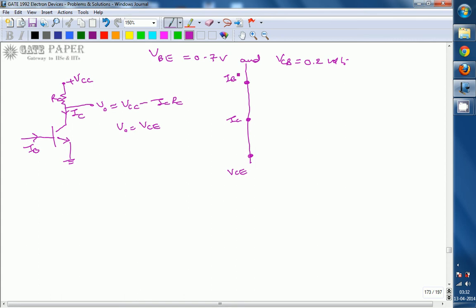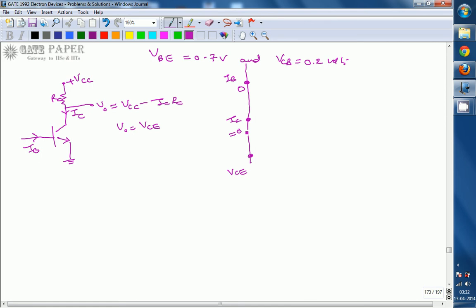Initially assume that the IB value is 0, that is, the emitter base junction is reverse biased, so that no base current is flowing. So IB is equal to 0. Whenever the emitter base junction is reverse biased, the transistor will be in the off condition, and that makes IC become 0. Whenever IB is equal to 0, IC will become 0.